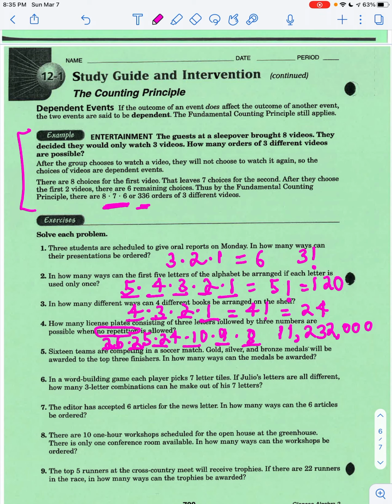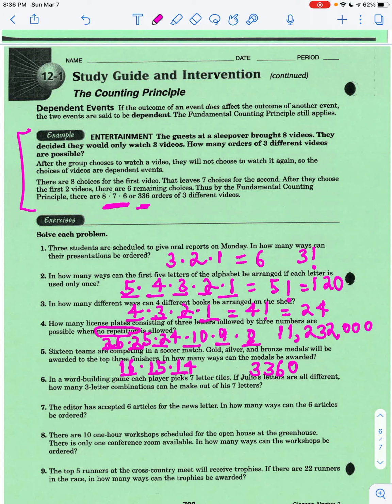Number 5, 16 teams are competing in a soccer match. Gold, silver, and bronze will be awarded to the top 3 finishers. In how many ways can the medals be awarded? Well, there are 16 teams, and so there are 16 teams that could get the gold. Once the gold's been awarded, there are only 15 teams for the silver, and for the bronze, there would be 14 teams. 16 times 15 times 14 is 3,360.